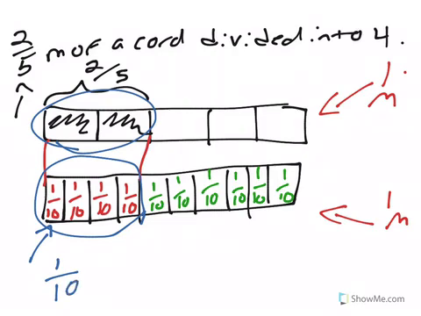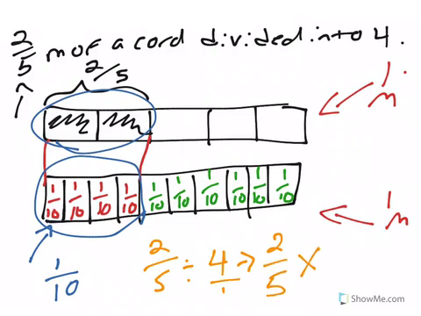I would typically, being honest, go with the keep, change, flip. 2/5 divided by 4. I know that that's a whole number, so really I can look at that as 4/1. I can break that down into 2/5, change to multiplication, flip it to 1/4. 2 times 1 is 2. 5 times 4 is 20. Both can be divided by 2. 2 divided by 2 is 1. 20 divided by 2 is 10. 1/10 of a meter. Okay, that's all we're going to talk about on this video.